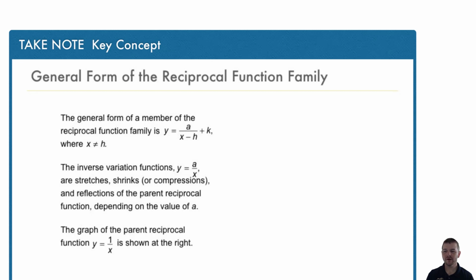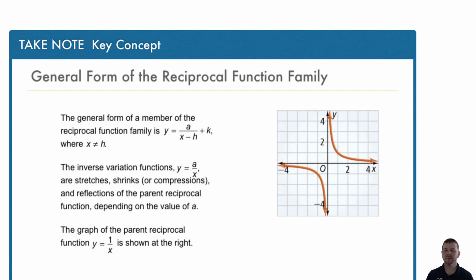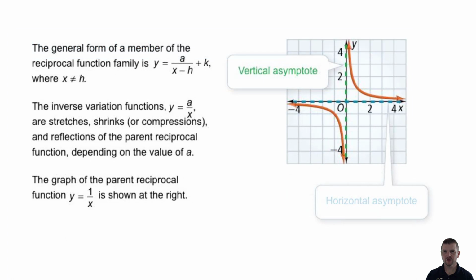The graph of the parent reciprocal function y equals 1 over x is shown at the right. We'll see some key details of this graph, its asymptote locations, on the next slide. First note, we have a vertical asymptote, the y-axis, or the line x equals 0, and we have a horizontal asymptote on the x-axis, or the line y equals 0.